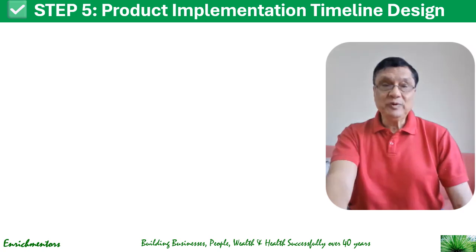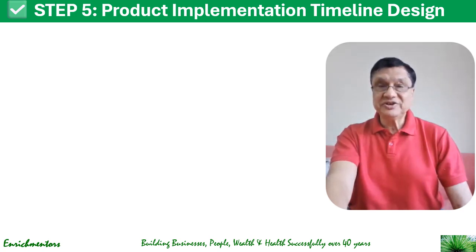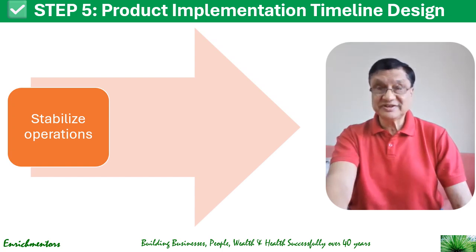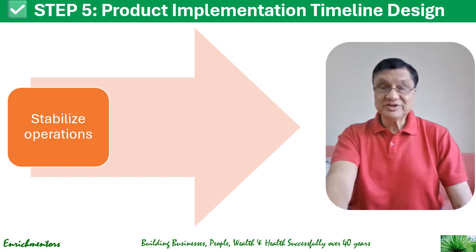The fifth step was to look at the product implementation timeline design. Instead of one big bang delivery, she decided to phase it out. And there were three interesting phases. First was to stabilize operations. It was not an internal phasing. It was about when the solution will be implemented and the operations will get stabilized, so everyone can see that, and the client can see that operations are stabilizing.